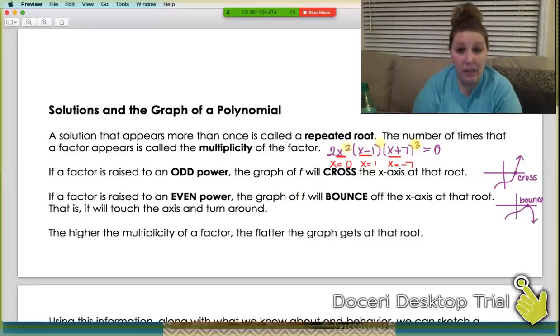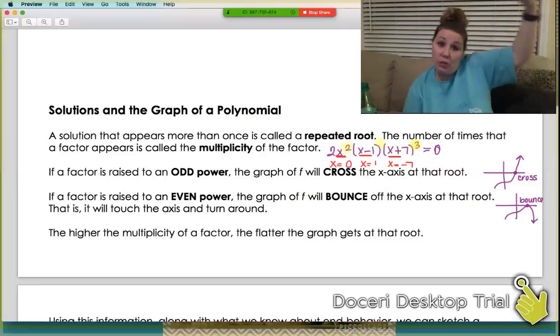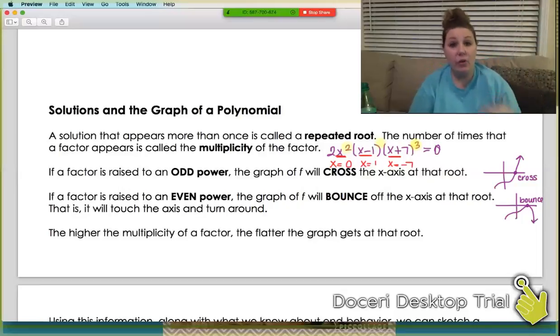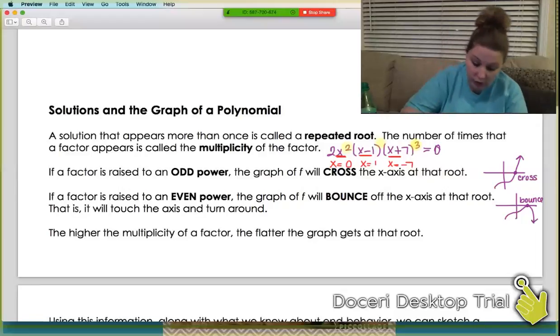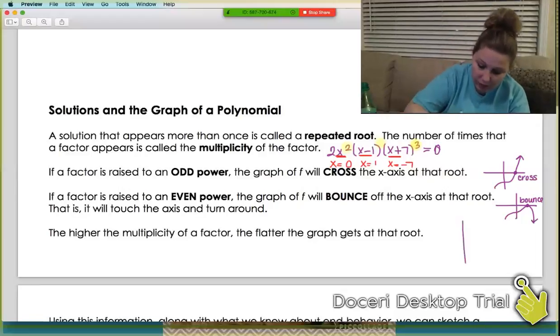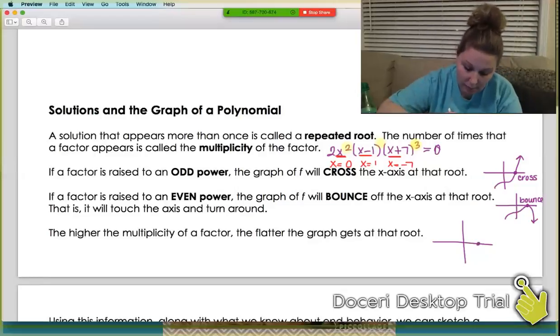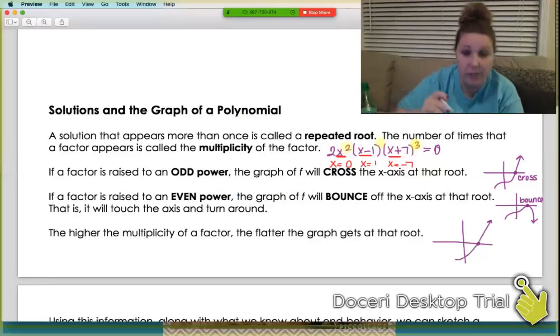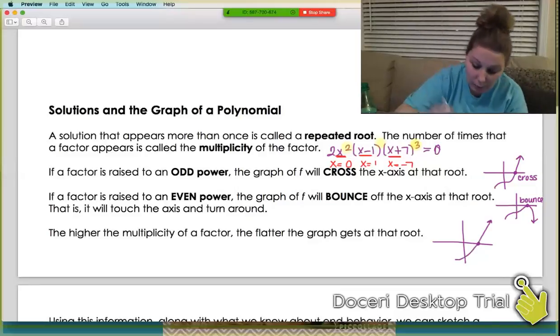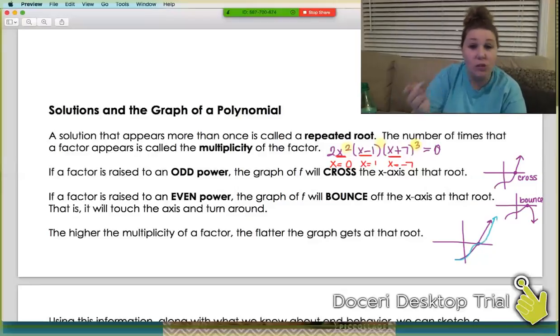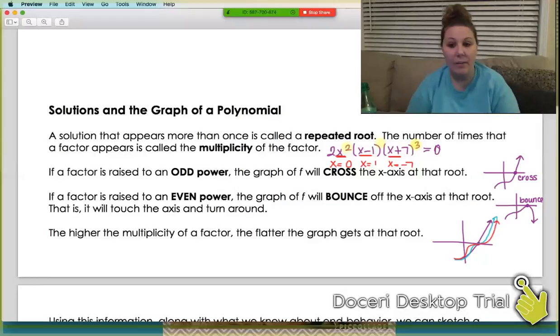So then the other thing that we can keep in mind is the bigger the multiplicity gets, the flatter the graph gets at that root. For example, if we think about an odd multiplicity, if my 0 is right here, a multiplicity of 1 might cross through like a line, just a straight cut. A multiplicity of 3 is going to flatten out over here. A multiplicity of, say, 11 is going to get even more flat at that 0.